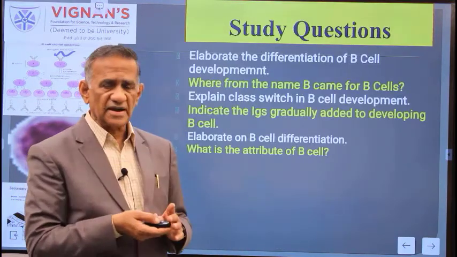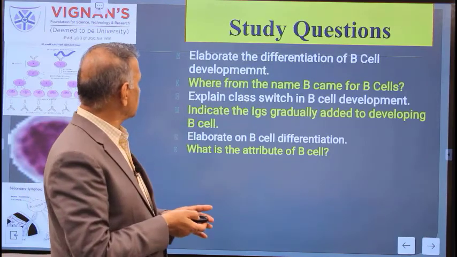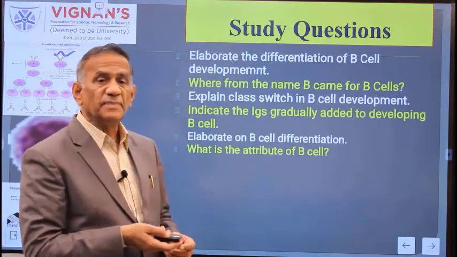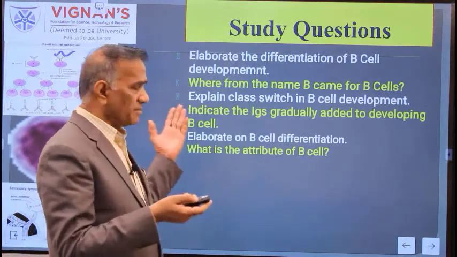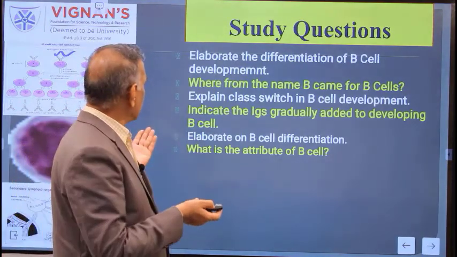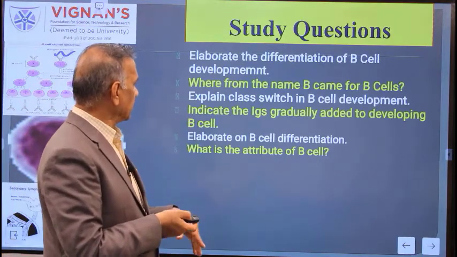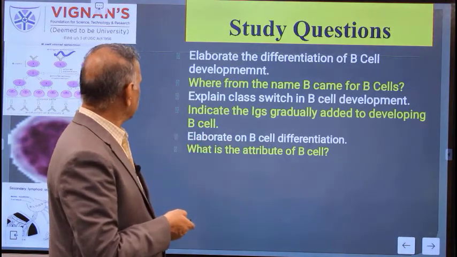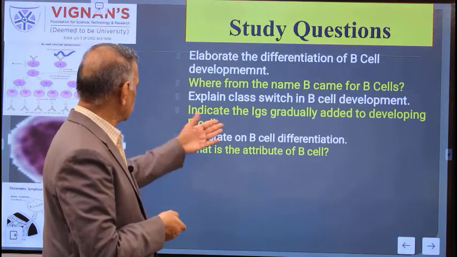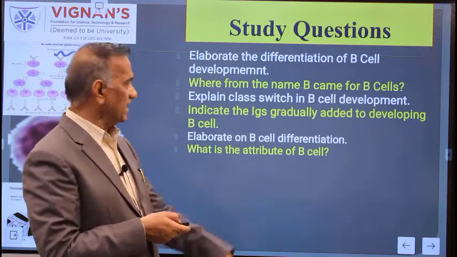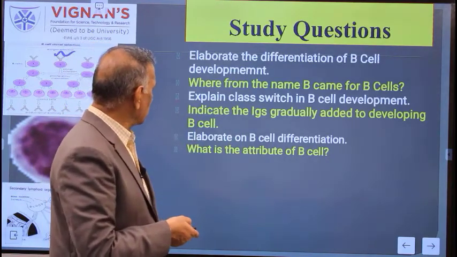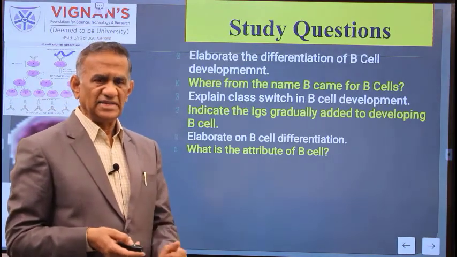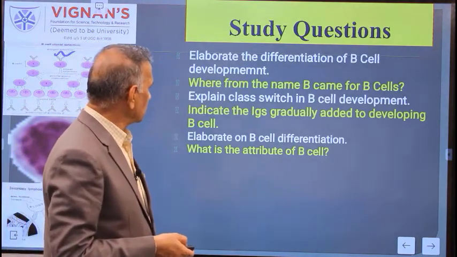So let us have these study questions here. Elaborate on the differentiation of B cell development. Where did the name B come from for the B cells? Explain class switching in B cell development, indicating the immunoglobulins gradually added to the developing B cell: IgG, IgM, IgD, IgA. Elaborate on B cell differentiation. What is the attribute of the B cell? What is the attribute of the T cell? Get to know these answers.